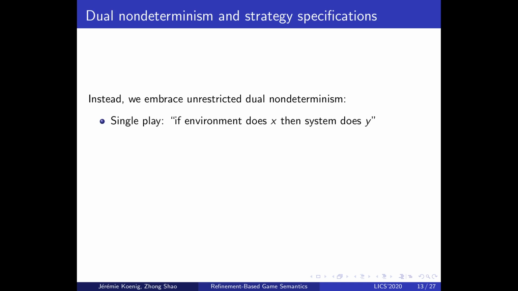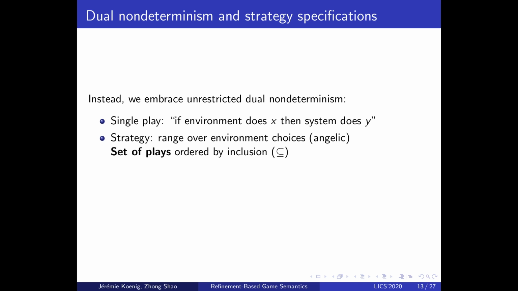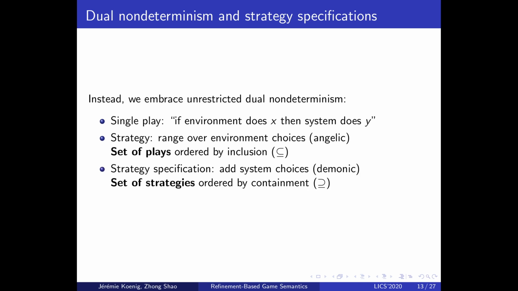Our approach will be to think of plays as elementary specifications that dictate the behavior of the system for one behavior of the environment. Then, using angelic non-determinism, we can range over all possible behaviors of the environment to obtain a notion of strategy, and adding demonic non-determinism, we can introduce choices for the system as well and obtain a notion of strategy specification. So roughly speaking, strategy specifications will be sets of plays, but a nice way to describe this is to use a monad to capture dual non-determinism as an effect.